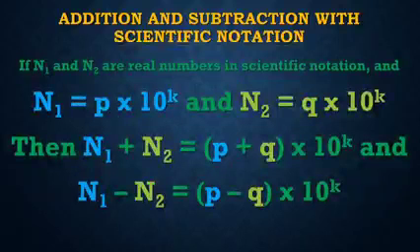So in addition and subtraction with scientific notation, this is the rule. If n sub 1 and n sub 2 are real numbers in scientific notation, and n sub 1 is equal to p times 10 raised to k, and n sub 2 is equal to q times 10 raised to k, then n sub 1 plus n sub 2 is equal to p plus q times 10 raised to k, and n sub 1 minus n sub 2 is equal to p minus q times 10 raised to k.